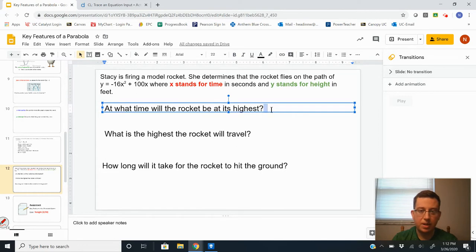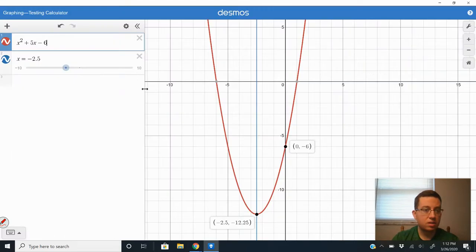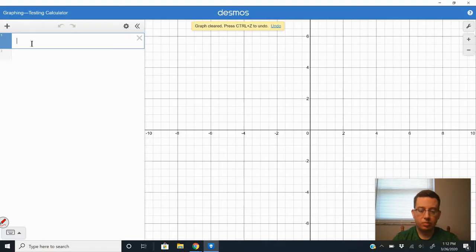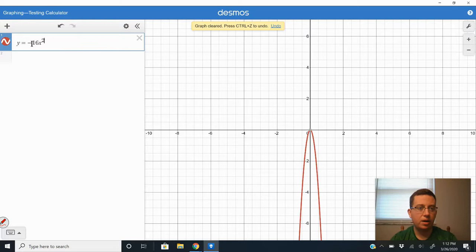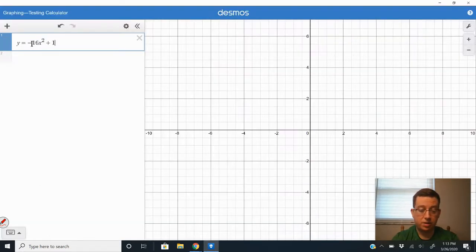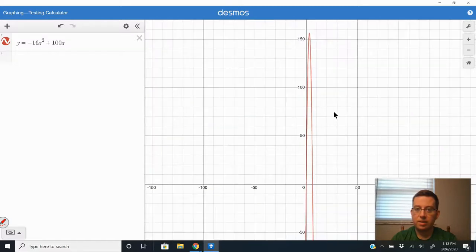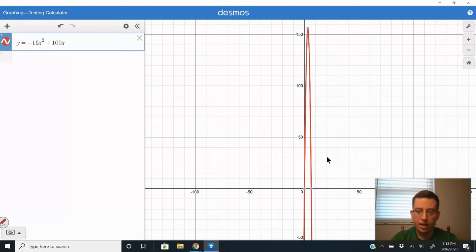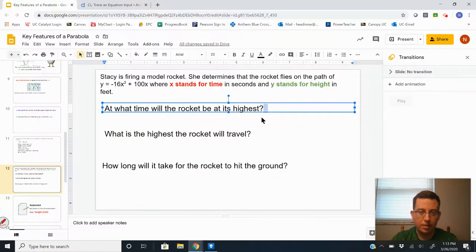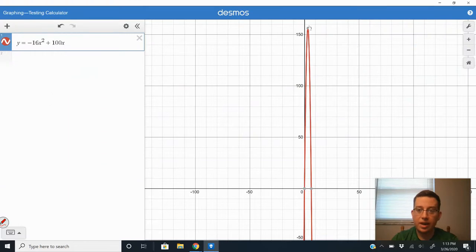All right, at what time will the rocket be at its highest? Okay, let's first start by typing this into Desmos. So I've got y equals negative 16x squared plus 100x. Okay, so let's zoom out just a little bit so you can see the whole thing. So here's our parabola. And this kind of models what's going on. So we're looking for when will the rocket be at its highest. Now that word right there, highest, should let us think about the vertex. So the highest is right here, (3.125, 156.25).